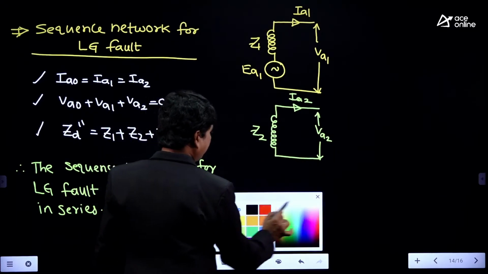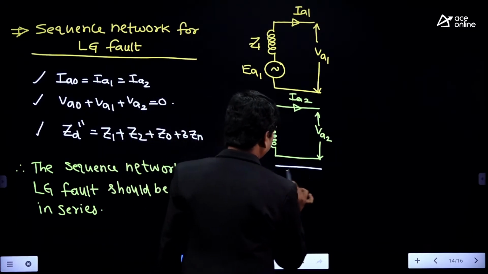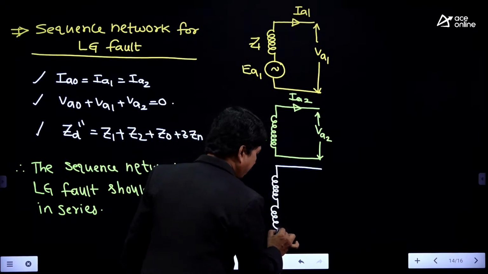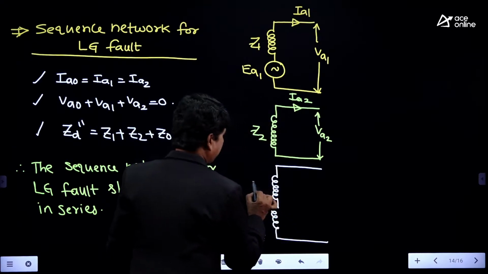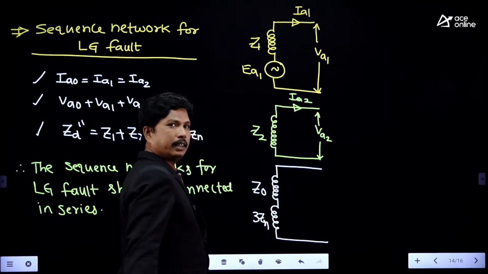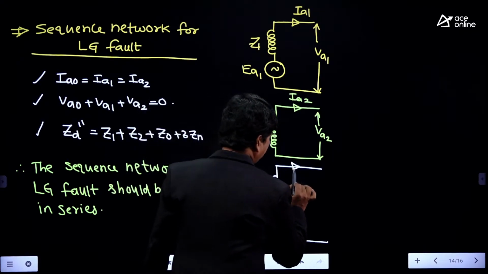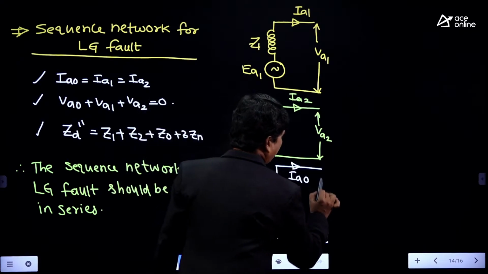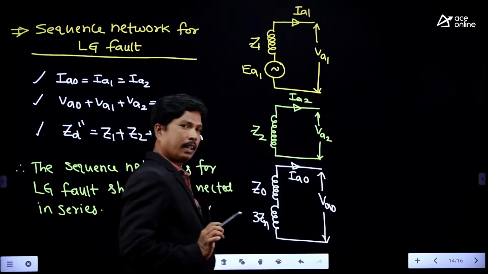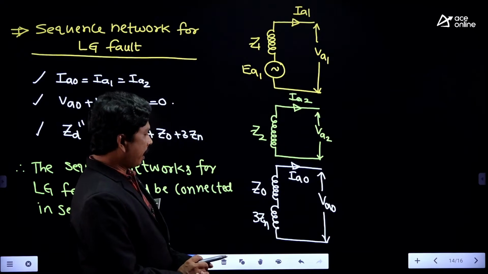And the zero sequence network. Coming to the zero sequence network, it will have the zero sequence impedance and the neutral impedance. It is Z0 and 3Zn. The current here is IA0 and the voltage here is VA0. Clear? Right.